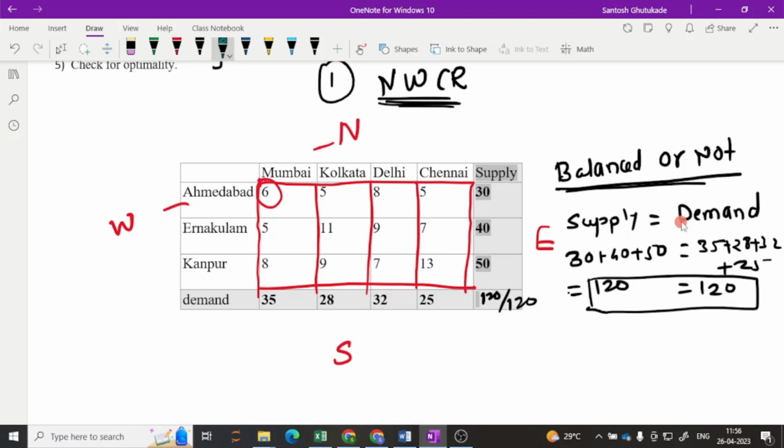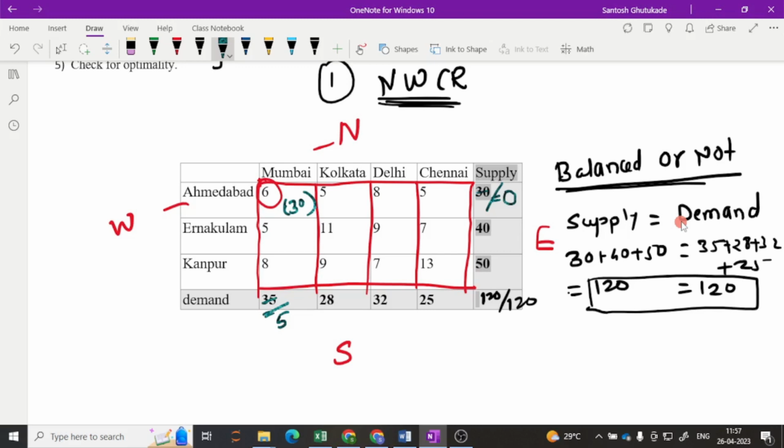In Ahmedabad the supply is 30, and in Mumbai the demand is 35. So we will first allocate at this location. 30 is the supply and 35 is the demand. The maximum we can supply is 30, but the demand is 35, and we have only 30 units in hand, so we can supply a maximum of 30 units to Mumbai. So this supply is finished, the remaining supply is 0, and from this 35, 30 units are fulfilled, so 5 demand is remaining from Mumbai city.